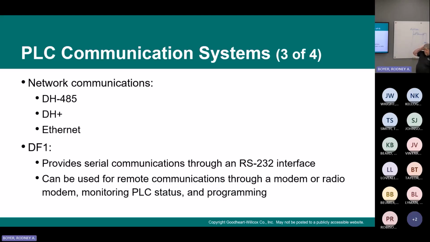Network communication is DH485, DH+, Ethernet. You can program the 0 port on MicroLogix 1400 to do Data Highway or DF1, most common of which is DF1. They'll also do ASCII and a couple others.